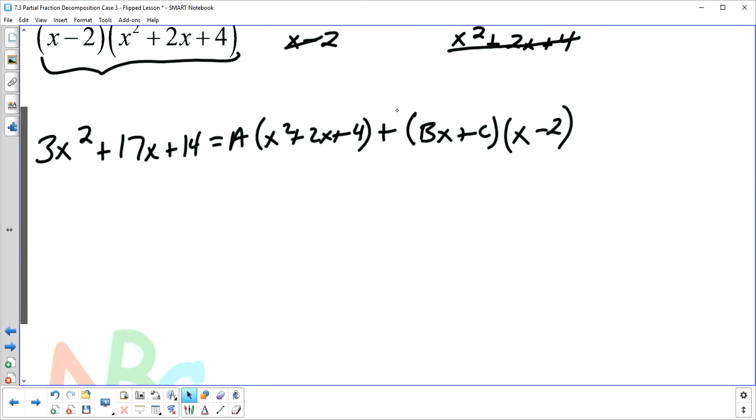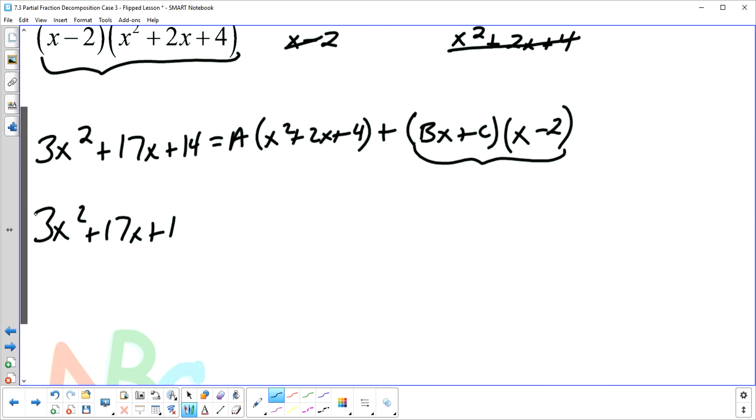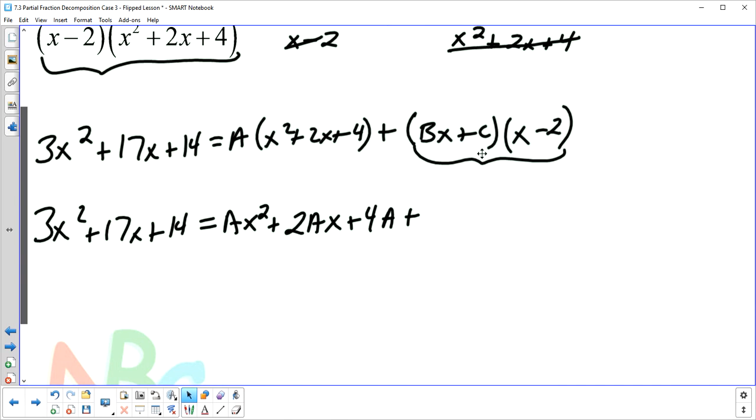And now the common mistake here is that we do not multiply or FOIL correctly when we do this one. The left side is going to remain unchanged, so 3x squared plus 17x plus 14. Distribute my a, so ax squared plus 2ax plus 4a. And then I need to FOIL this piece, so I'd end up with bx squared minus 2bx when I distribute the bx twice, plus cx minus 2c.